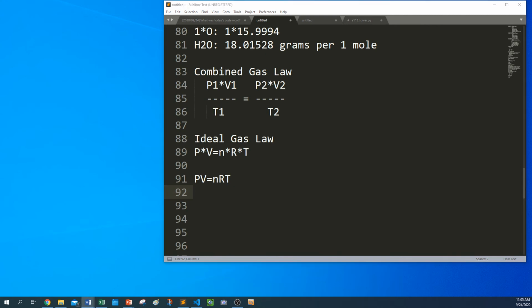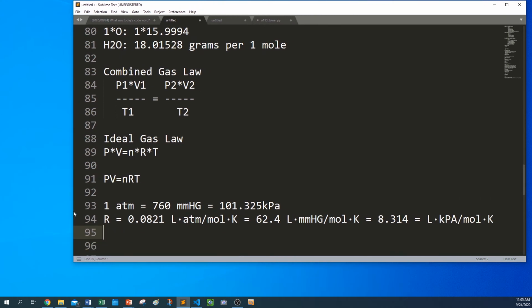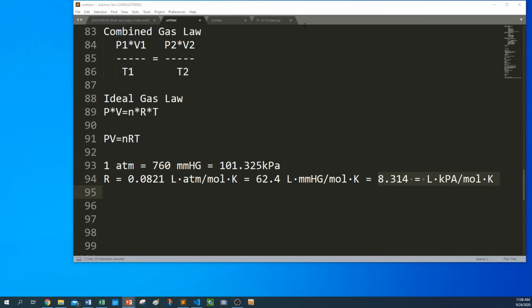So what I'm giving you on this test, we'll just copy and paste it from the test. So this is copied and pasted from the test. That's all I give you. 1 atmosphere is equal to 760 millimeters of mercury, which is equal to 101.325 kilopascal. Here's your first R using atmospheres. That is equal to this, which is equal to that. Everything else you will have to memorize. I do give a periodic table attached to the end of the test.